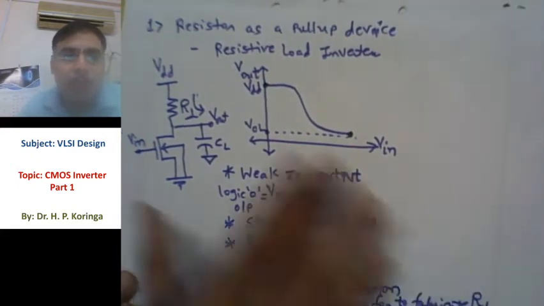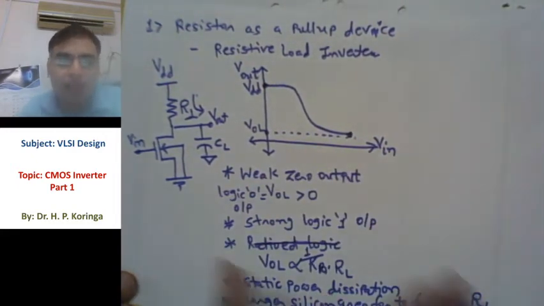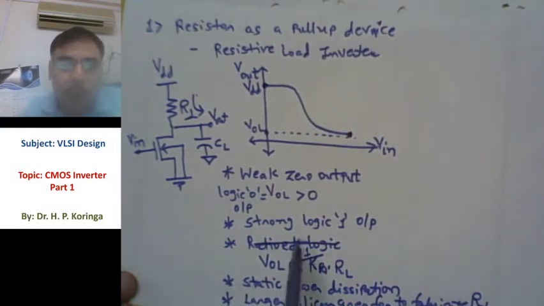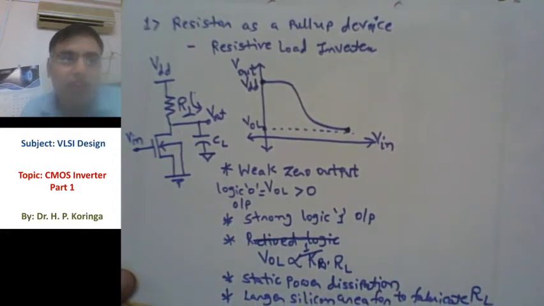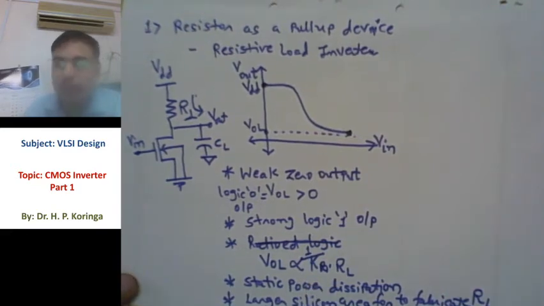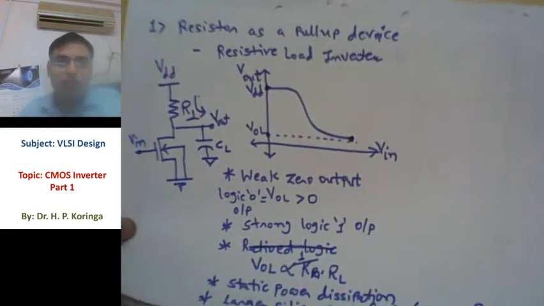So the first topology we have taken and analyzed in detail, and we have concluded that a resistive load inverter has a weak 0 output and a strong 1 output, its specification parameter depends on the transconductance into the load resistance value, it has static power dissipation, and it requires a larger silicon area to fabricate the passive load resistance. So this is the summary of a resistive load inverter.